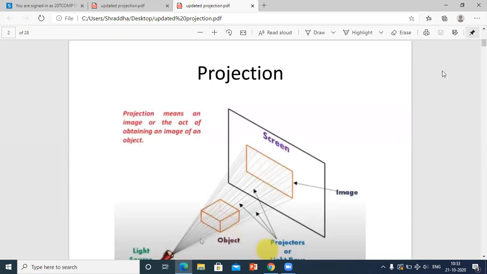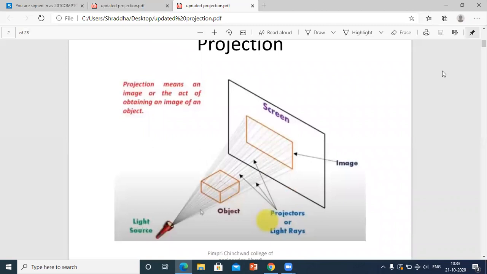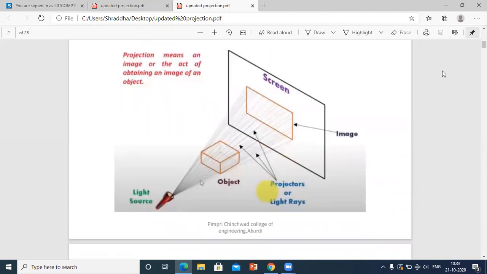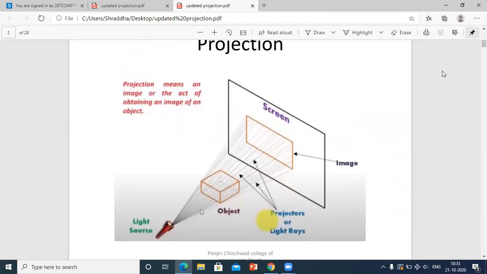Now, what do you mean by projection? Projection means nothing but an image or the act of obtaining an image of an object. Now, in this particular diagram, you can see there is a light source. Light source is nothing but a torch, and there is an object placed in front of the light source, and there is a screen. This screen is nothing but for the visualization of an object or for drawing an object.